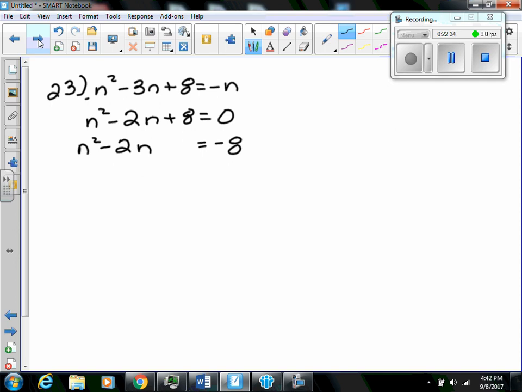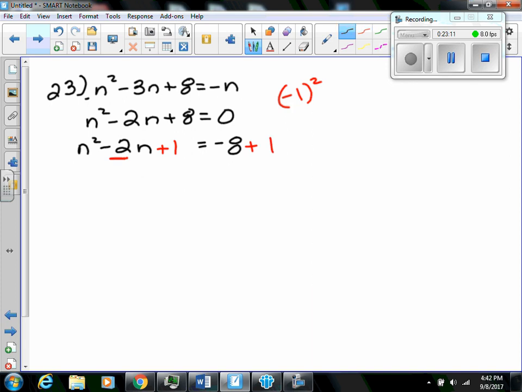But let's go ahead and do it by completing the square. So we said that you had to move your loose number over to the other side. So I subtracted 8 from both sides. So now I have n squared minus 2n equals negative 8. At this point, I'm ready to complete the square. So to do that, you're going to take half of your middle term. So take half of this coefficient, which will be a negative 1, and then you're going to square it. Now, when you square it, you're going to get positive 1. That positive 1 must be added to both sides of your equation.